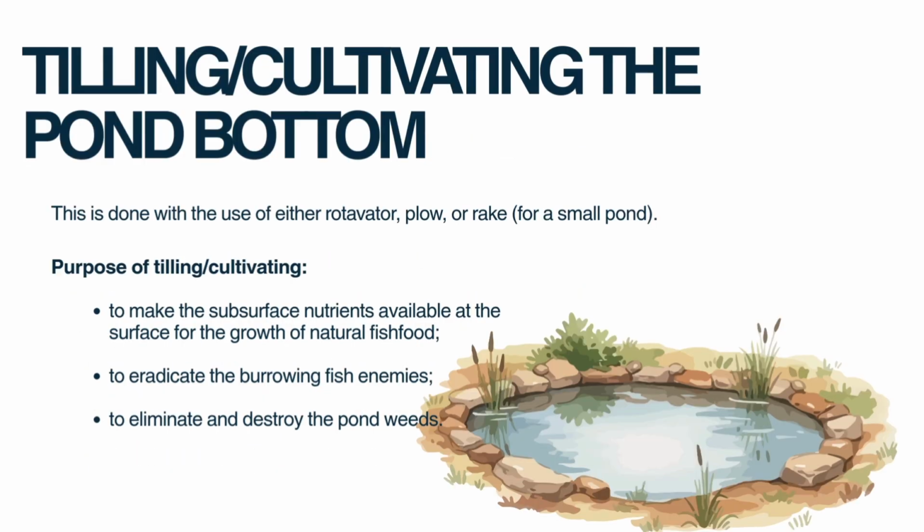Next, we have tilling or cultivating the pond bottom. This is done with the use of either a rotavator, plow, or rake for a small pond. The purpose of this is to make the subsurface nutrients available at the surface for the growth of natural fish food, to eradicate the burrowing fish enemies, and to eliminate and destroy the pond weeds. So tilling will expose subsurface nutrients, control weeds, and eliminate burrowing pests, improving pond productivity.